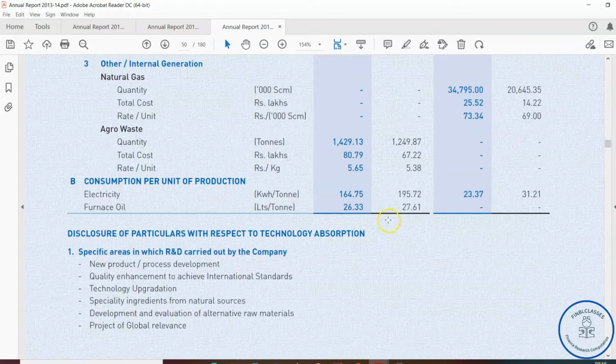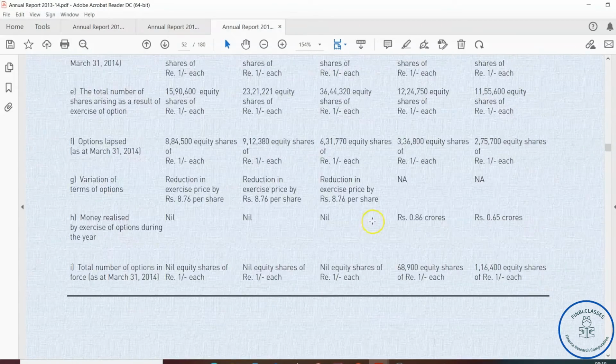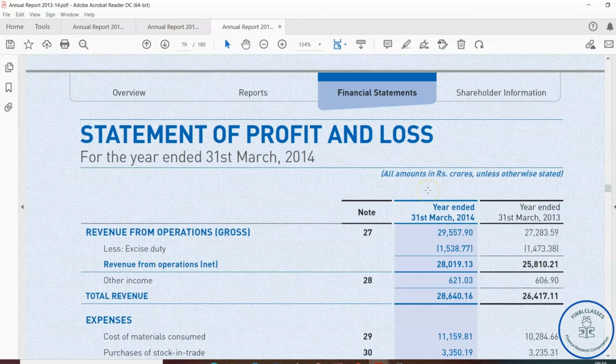You have corporate governance, then you have the report. Coming to your financial statements, this is very important. We are more concerned with the financial statements.